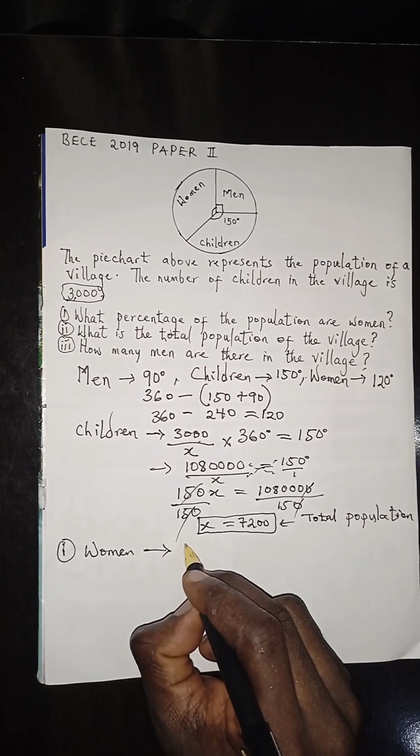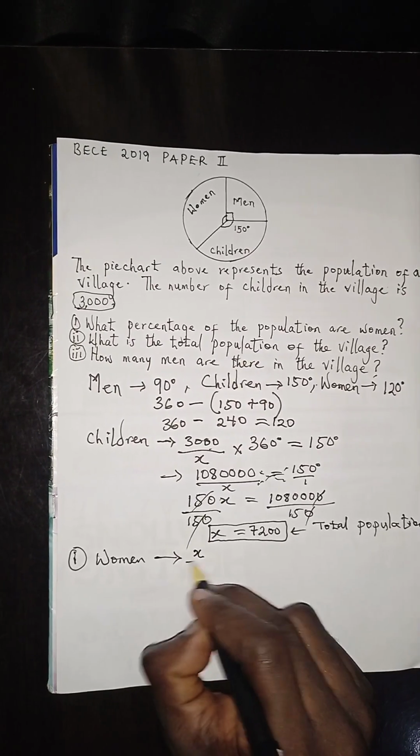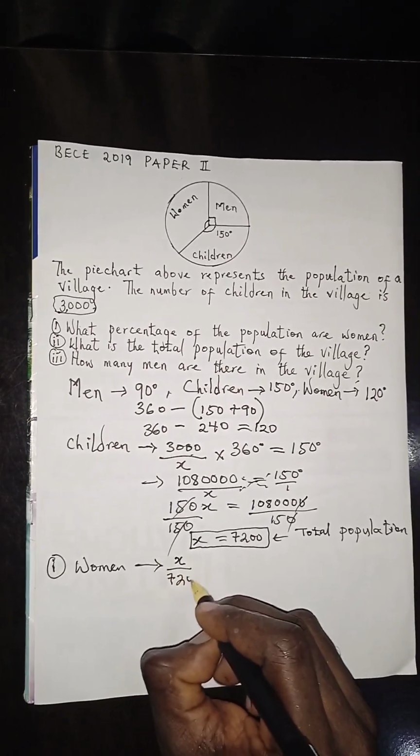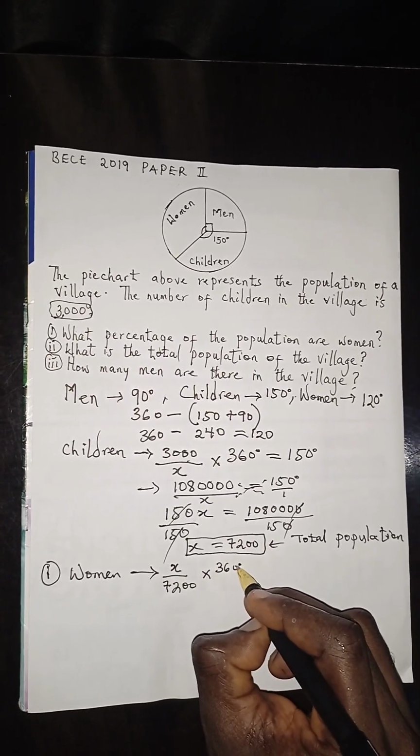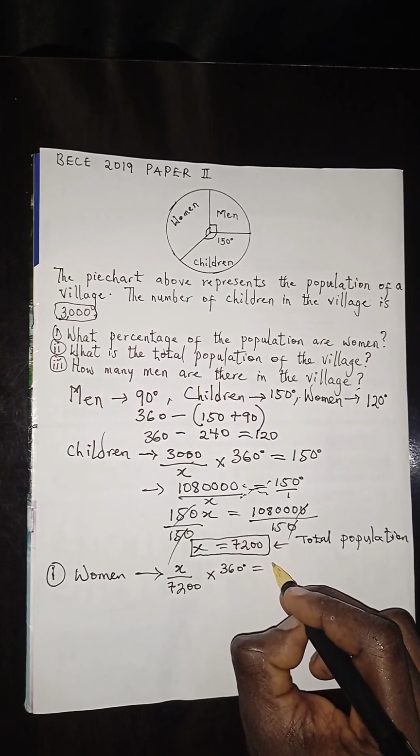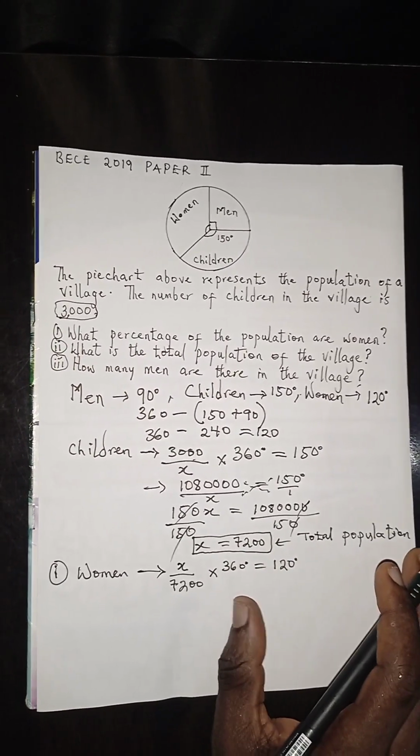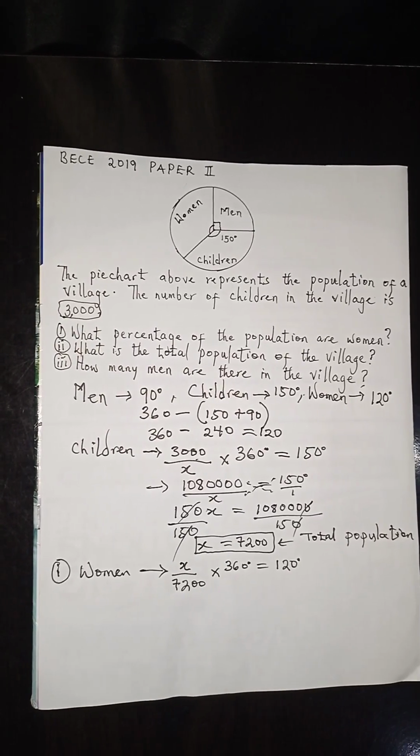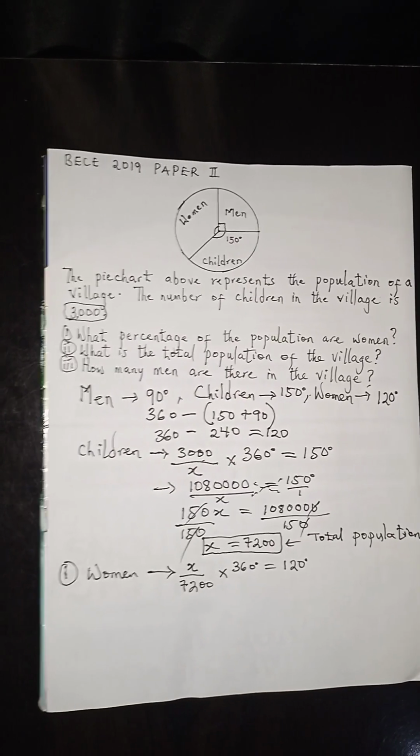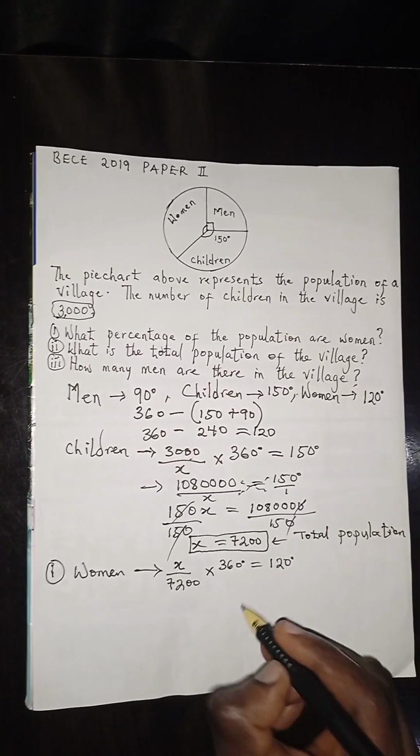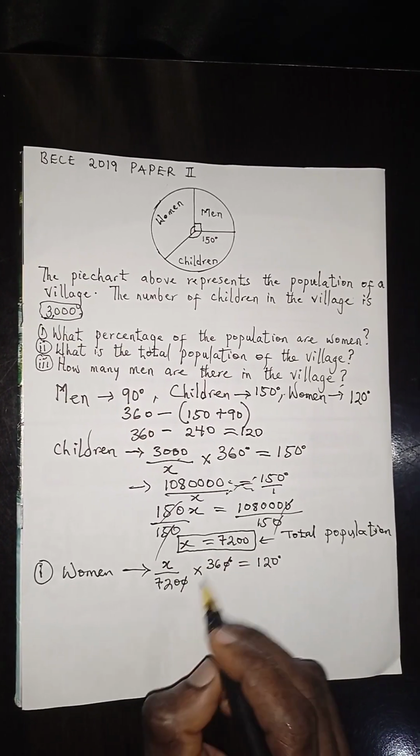So how am I going to get that? The exact population of the women is supposed to be divided by the total population and multiplied by 360 degrees to give us 120 degrees, which is the angle. Since we were not given the total population, we're trying to work from front to back in order to get the answer. So yes, we can break this down like this.